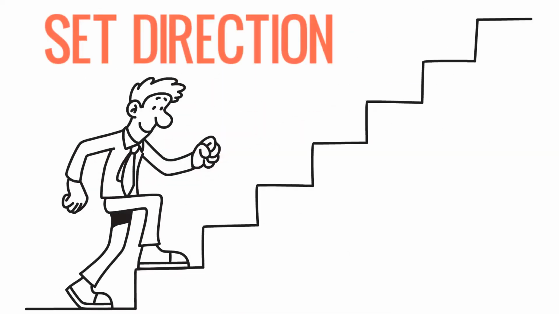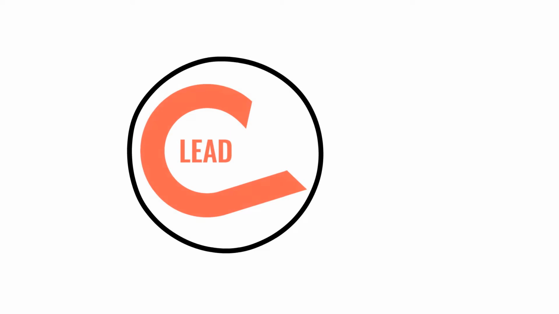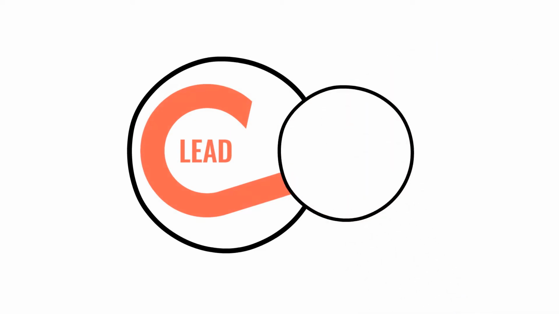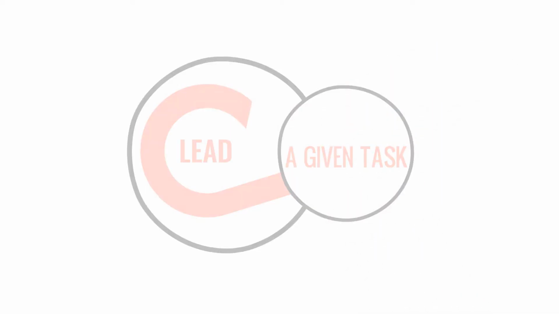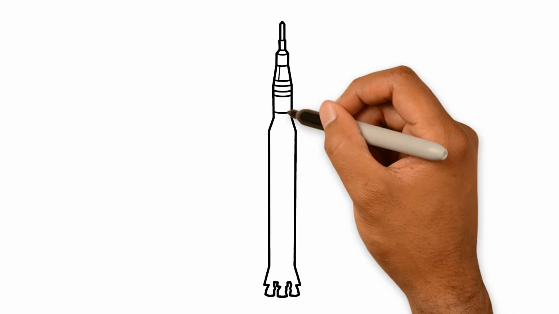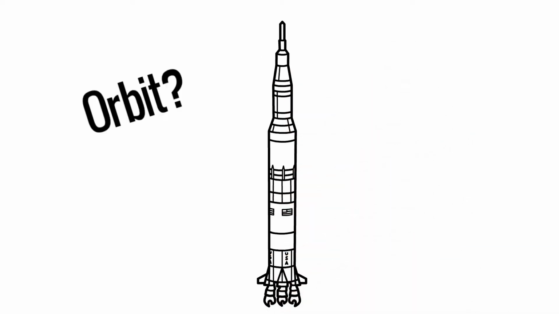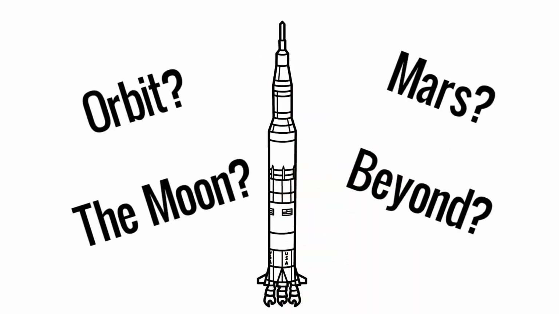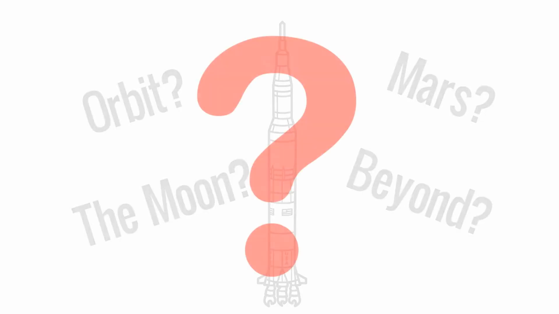Set direction. The first operational aspect of lead flows from the end of the definition. A given task. Leaders lead by setting direction, defining the target, the goal, or the destination. To design and fly a rocket, the first thing we need to know is where it's going. Everything that follows is based on a shared understanding of where we're going and why.